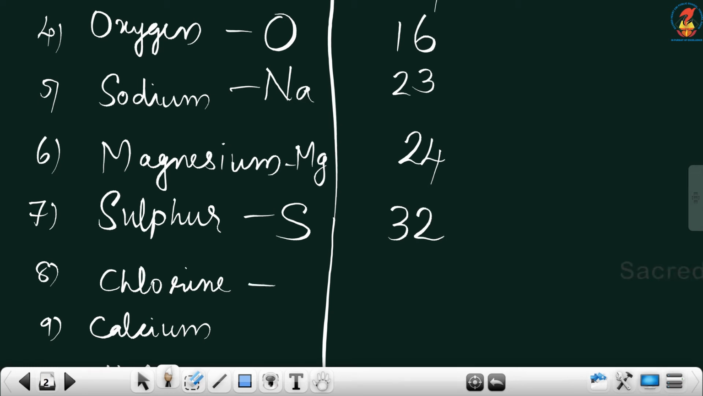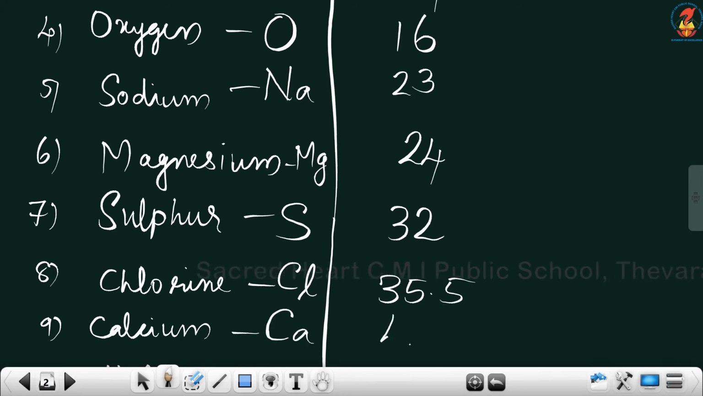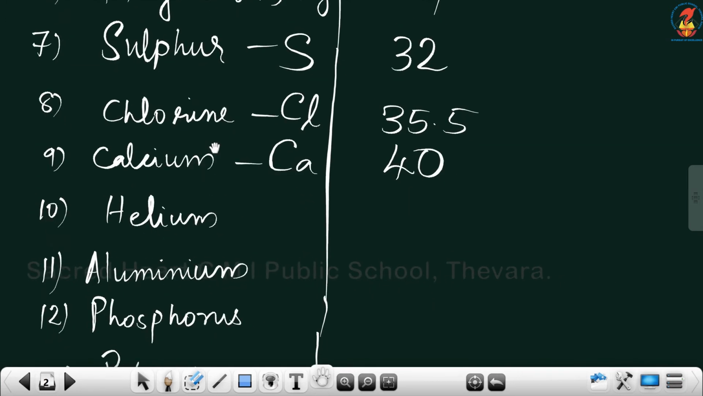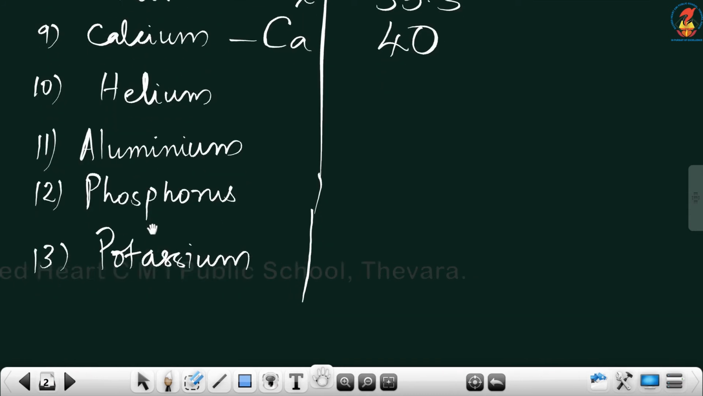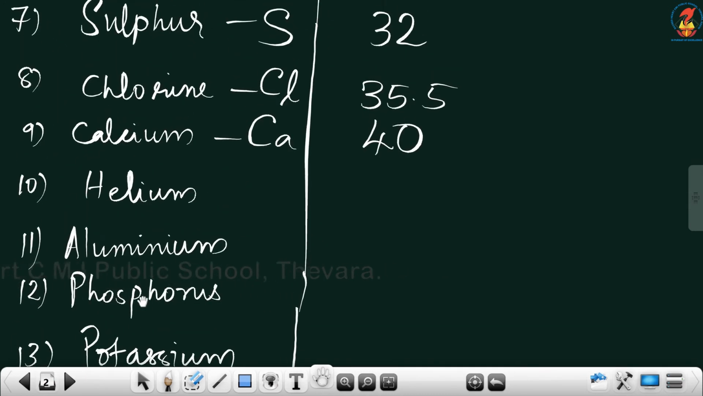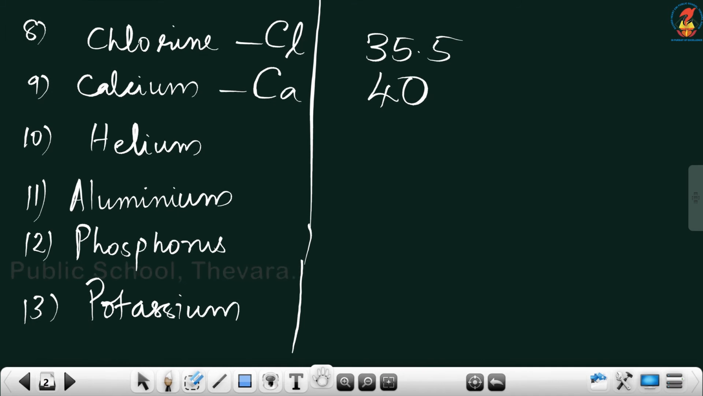And then for chlorine, it is Cl, C capital, L small letter, and atomic mass is 35.5. Calcium, it is Ca and atomic mass is 40. And then we can see helium. What is the symbol for helium? Yes, it is He. Atomic mass of helium is 4.